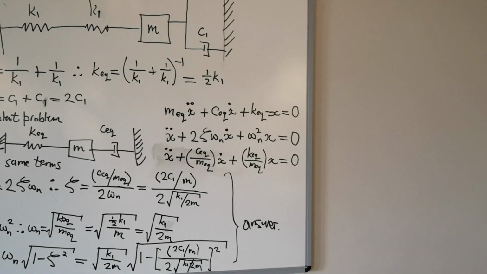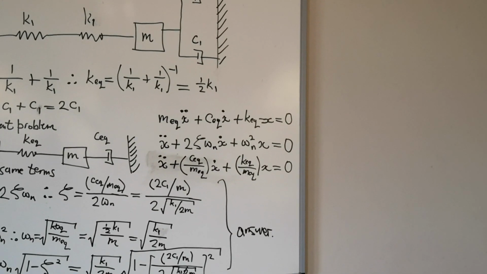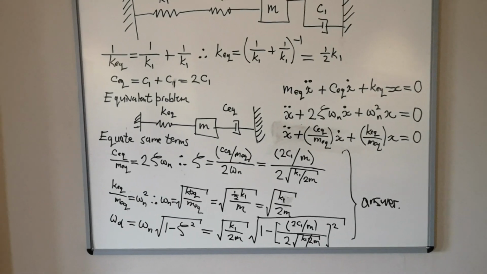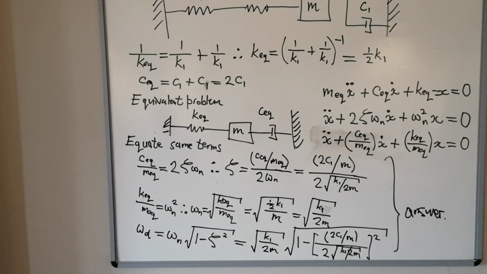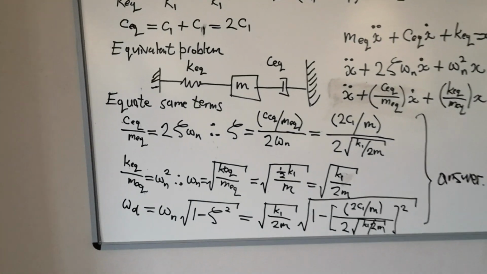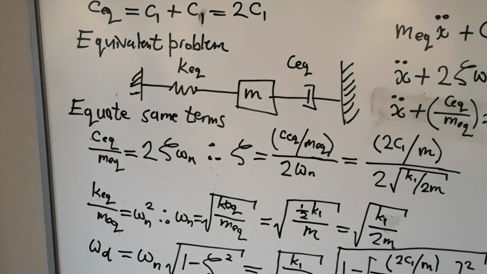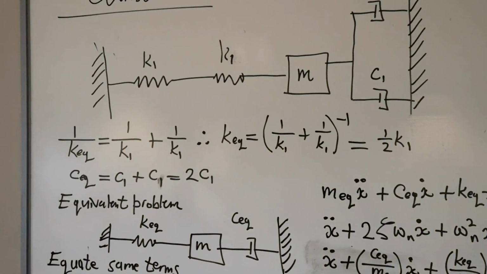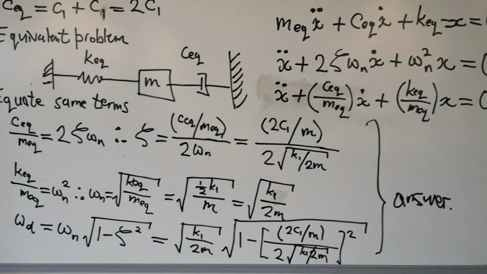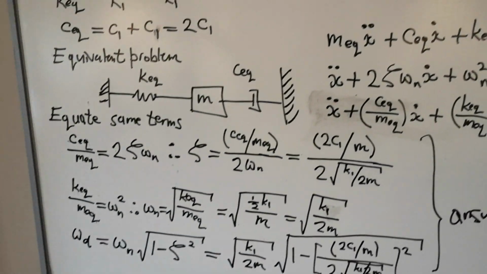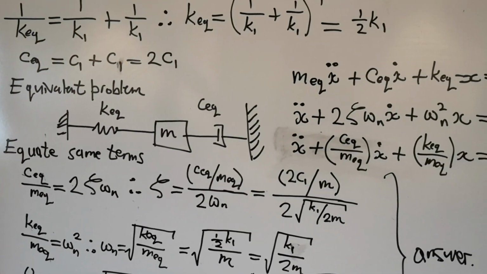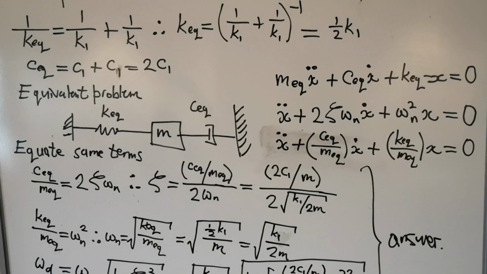And likewise for the x we have an omega n squared and we have a k over m. And then basically we equate them. k equivalent over m equivalent is equal to omega n squared. Solve for the omega n, square root of k over m. We've already worked out the k equivalent and the c equivalent, so we've derived the omega n. Likewise for the zeta, we've equated it. We can put the stuff into the expression. We work out the zeta.